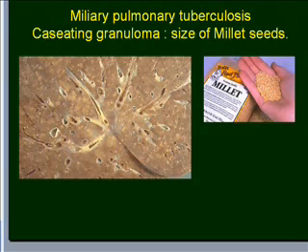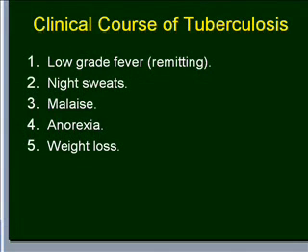So this is the clinical course which I already discussed with you. Very low grade fever, remitting type, night sweats, very important, malaise, anorexia, weight loss. Can you tell me any other disease that can have this kind of clinical feature and mimic tuberculosis? Yes, somebody says sarcoidosis. Did you say sarcoidosis? Yes. So sarcoidosis is the number 2 condition where you can get this kind of clinical features.